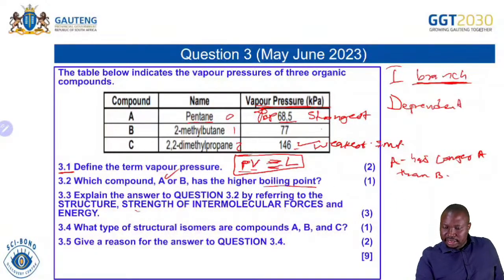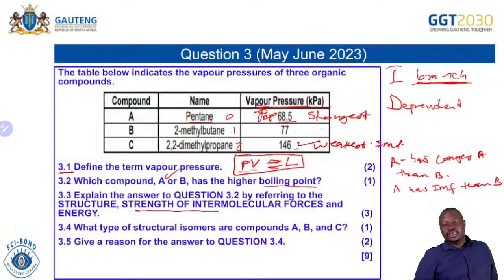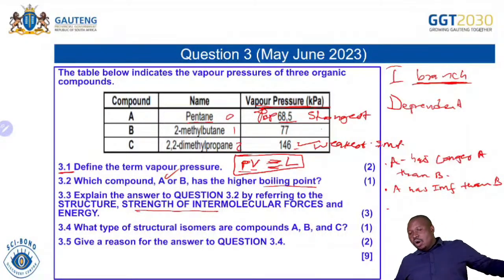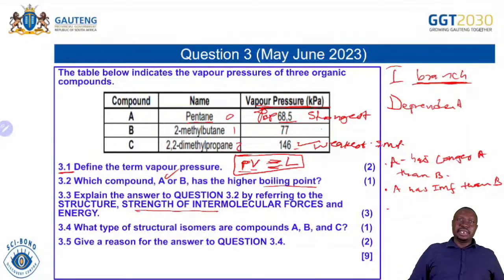It says strength. Okay, so you're saying A has stronger intermolecular force than B. So that is the strength. You see, I'm writing in bullet form. I'm not writing a letter, because you lose marks if you are writing one long thing where sometimes you lose the meaning of what you are saying.